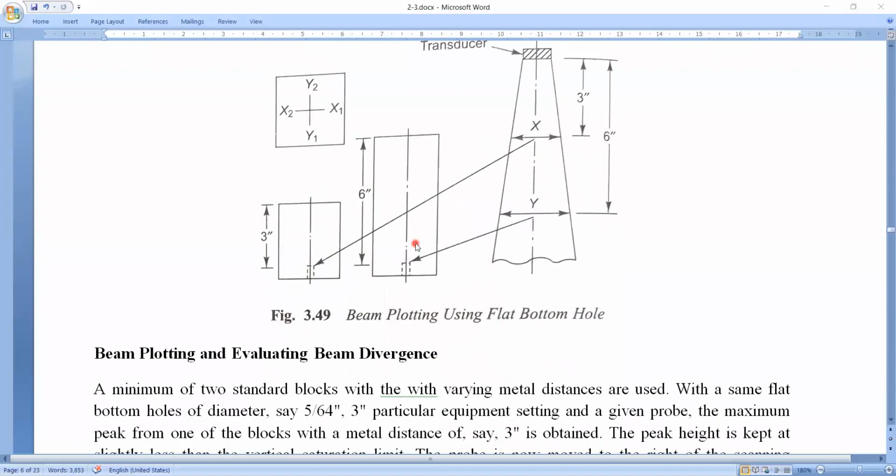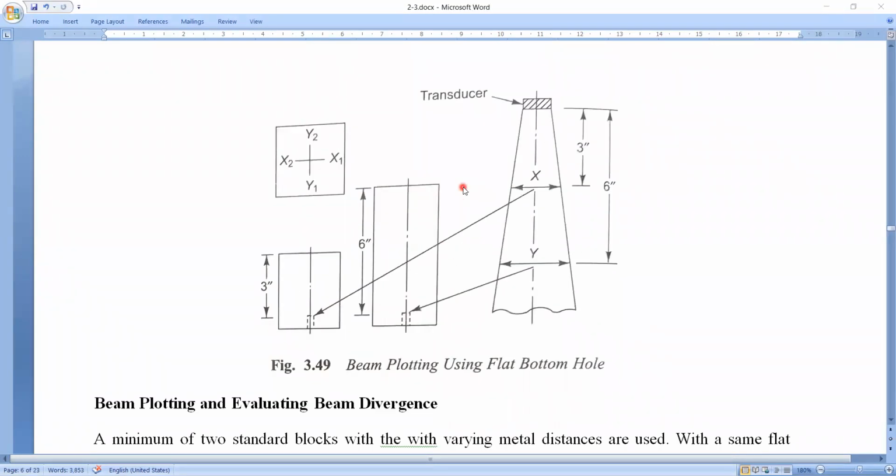One more thing: by using these blocks, we can also evaluate the beam divergence. You know, there is a divergence in the ultrasonic beam because the beam is not moving in a straight way. There is a divergent portion. I already explained this concept in previous classes. That can also be tested by using these blocks.